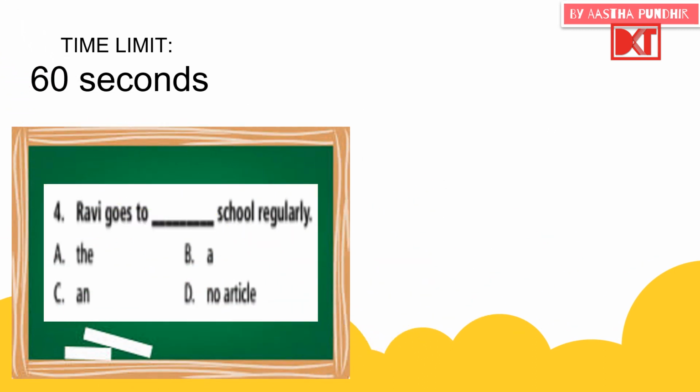Okay, here Ravi goes to dash school regularly. Right, यहाँ पे हम स्कूल को कोई रेफरेंस दे रहे हैं जनरली, कि हम किसी स्कूल की बात कर रहे हैं या फिर हम कोई स्पेसिफिक स्कूल की बात कर रहे हैं. नो, यहाँ पे देयर इज नो यूजेज, नो नीड फॉर एनी आर्टिकल. ऑलराइट, सो नो आर्टिकल.